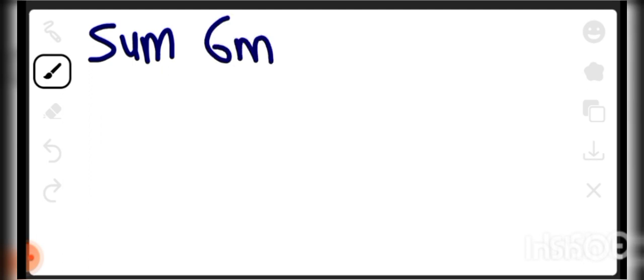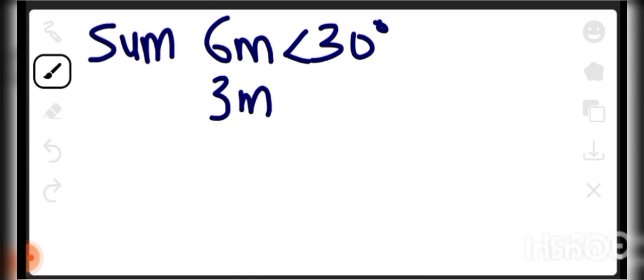Find the sum of the two vectors. Another question: find the sum of the two vectors, 6 meters to the angle of 30 degrees, and the other vector is 3 meters to the angle of 150 degrees. So what's the sum of these two vectors? If you add them, what are you going to have? Now look at what we are going to do.